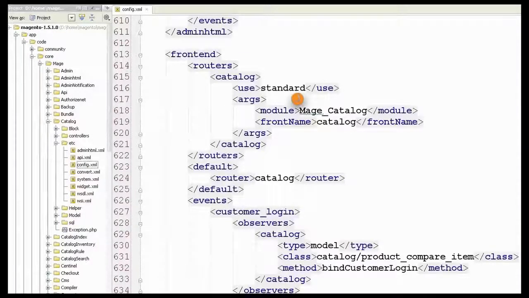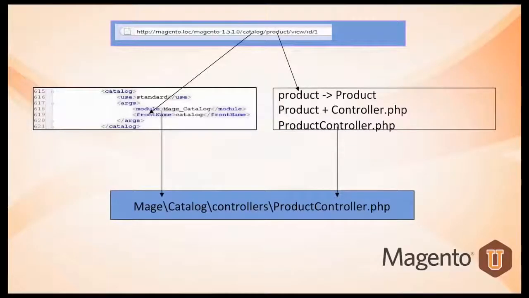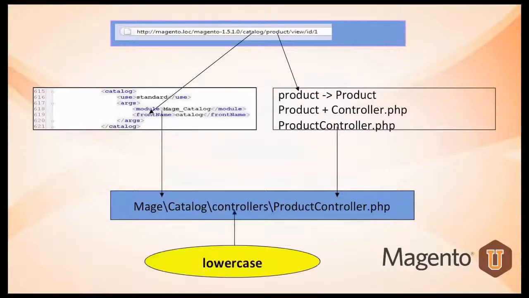Mage_Catalog in the module node serves as the prefix. To compose a path to the controller, the system takes this prefix and then adds controllers, lowercase. After that, the system takes the second part of the URL, product, capitalizes the first letter, and appends Controller.php. The result is Mage/Catalog/controllers/ProductController.php. The controllers folder is the only folder in this path with a lowercase name.